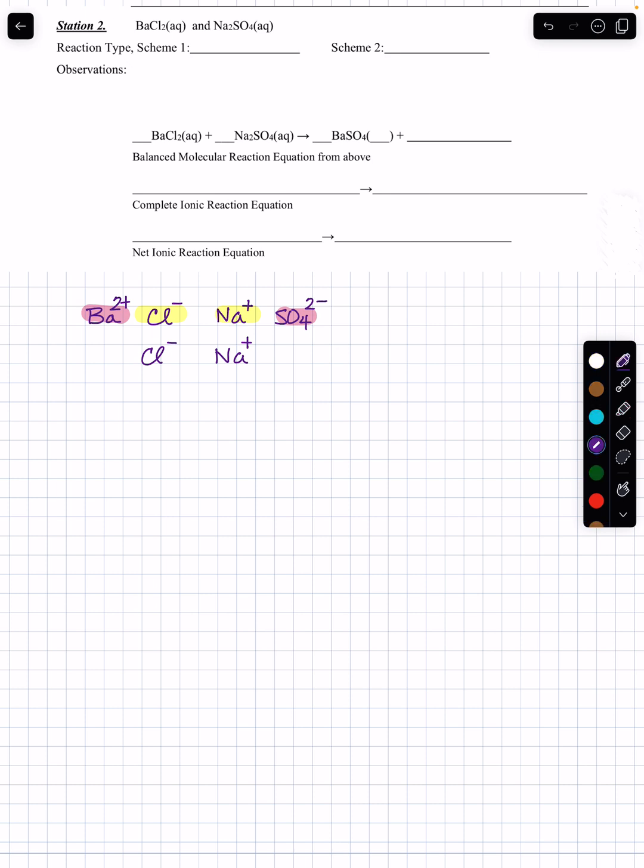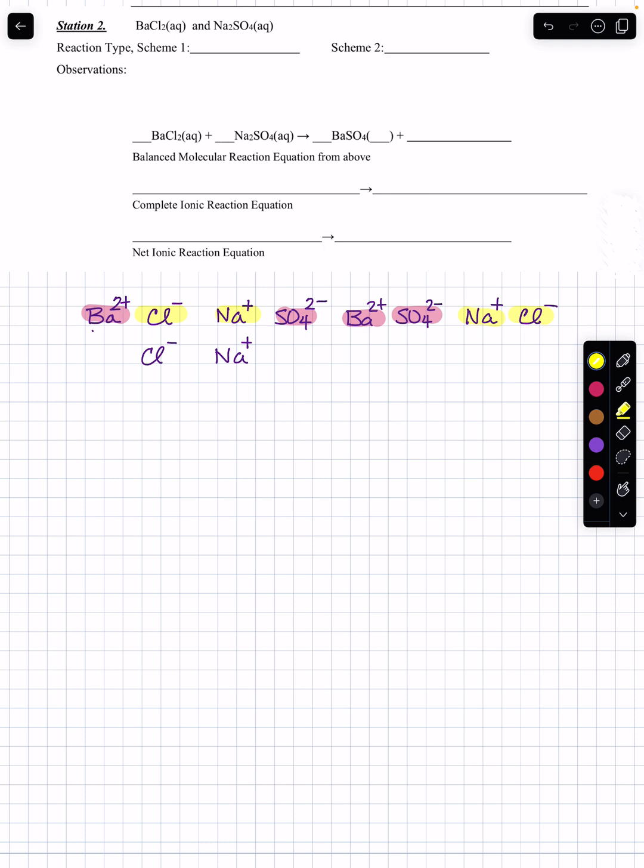So over here we've got the barium and the sulfate and sodium and chloride. I'm copying them exactly as they were over here. Barium is a 2+, barium is still 2+. So I just copied them down. Let's go ahead and highlight those. So these 2 are together now, and these 2 are together.